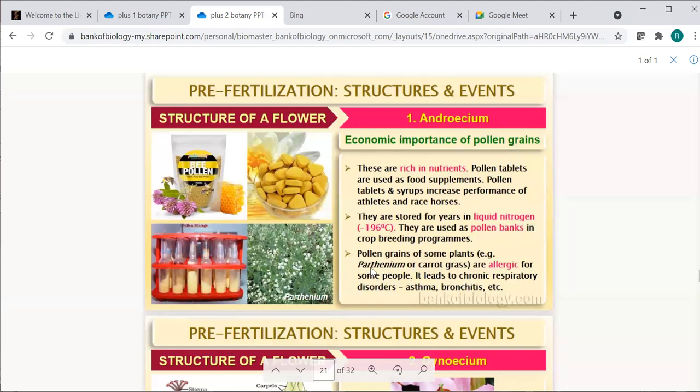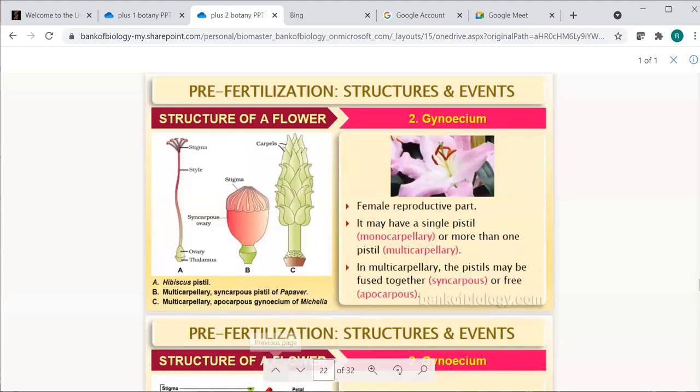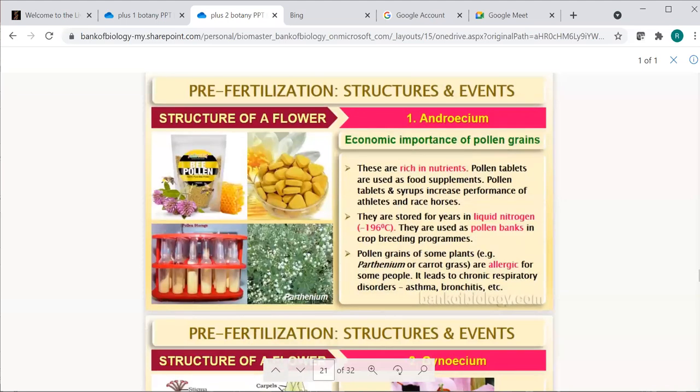That is Parthenium or carrot grass. The pollen grains of some plants, those plants like Parthenium, lead to asthma or bronchitis. So this is what we studied about Androecium.